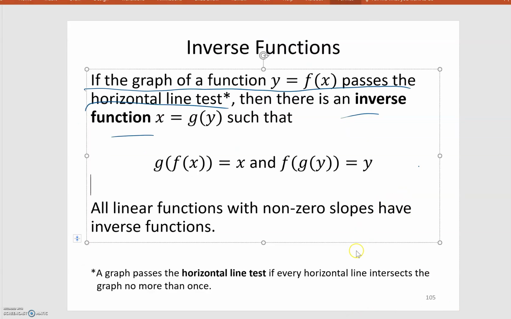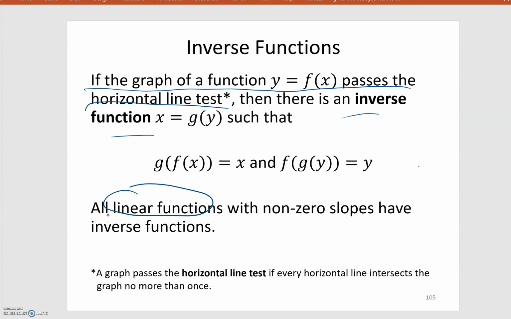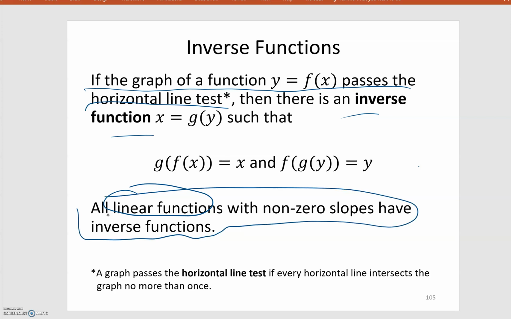But in this immediate context, what's really important about this is that linear functions, as long as they're not horizontal, have inverses. So all linear functions have inverses except horizontal lines. So the nice thing about that is that if you're looking at a function and it's linear, then you know it has an inverse, unless, I'll say it one last time, unless it's a horizontal line. Okay.